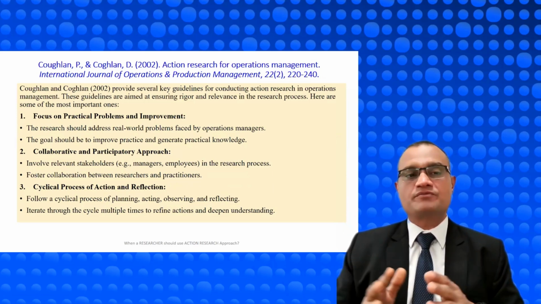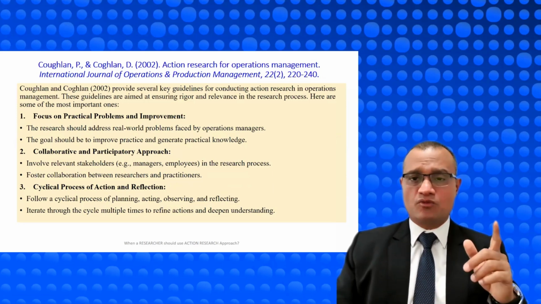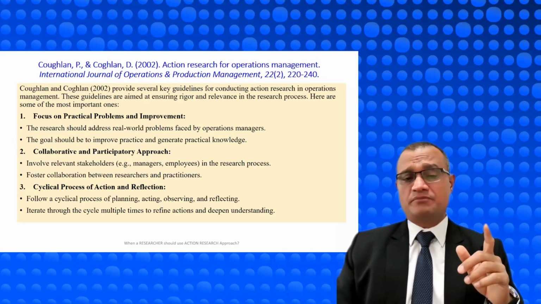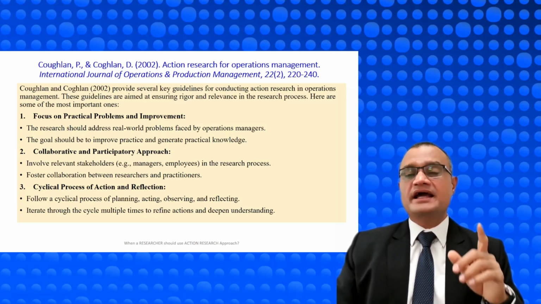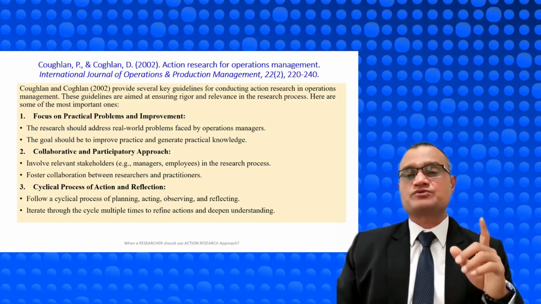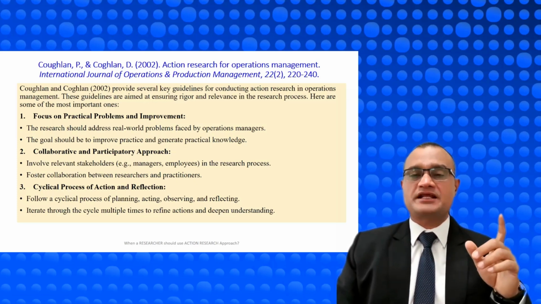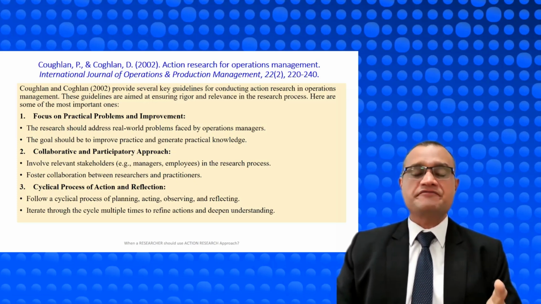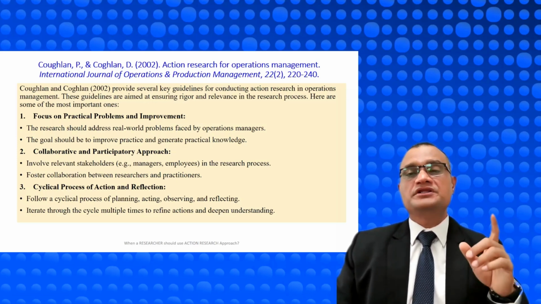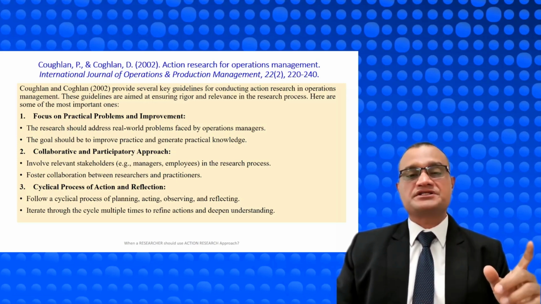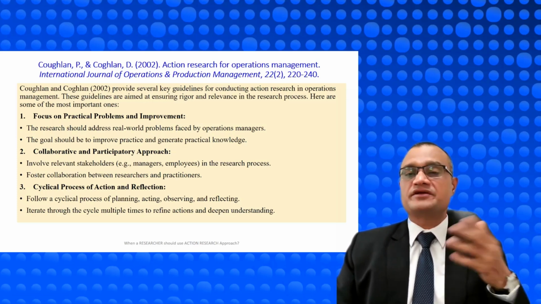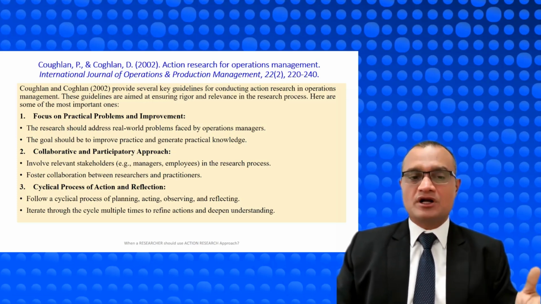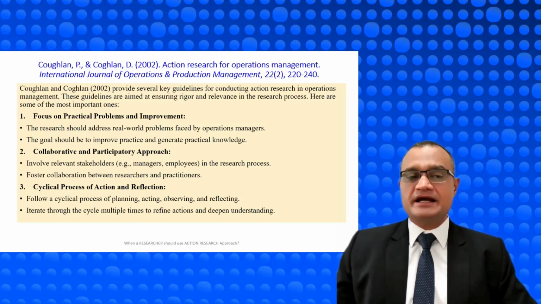And if we look at some of the important ones, then number one, focus on practical problems and improvements. Research should address real-world problems faced by operations. For example, if operations management wants to reduce the defect rates or improve the quality of the product or services, then that is your problem. The goal should be to improve the practice and generate practical knowledge. Number two, collaborative and participatory approach.